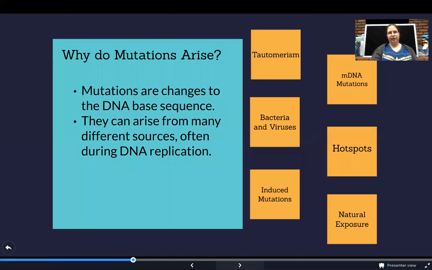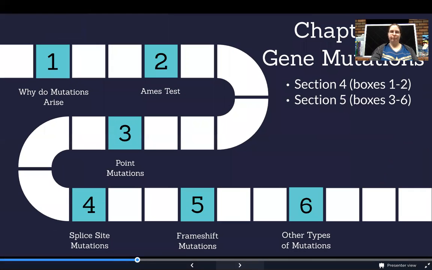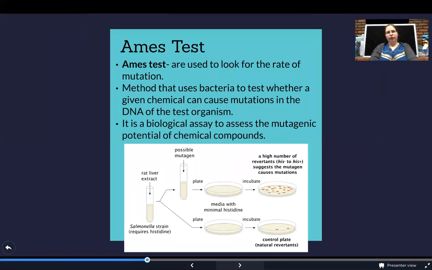All right, let's move on. There's something called the Ames test. And it's a type of test that's used to look for the rate of the mutation. So how quickly can a mutation occur? It's a method that uses bacteria to test whether a given chemical can cause mutations in the DNA of a test organism.